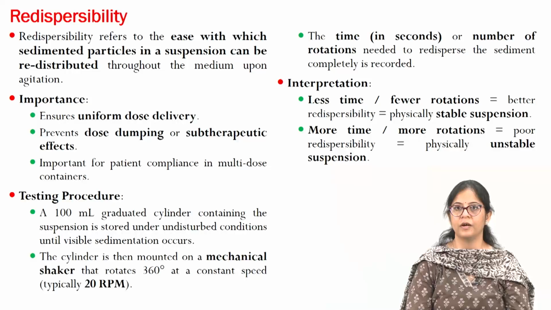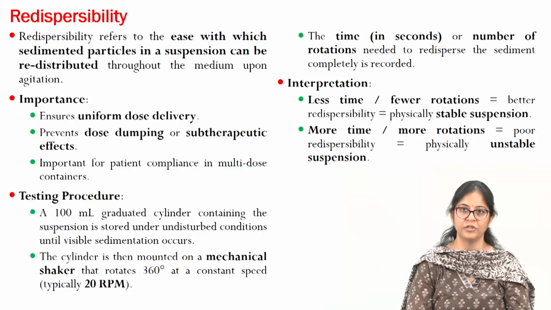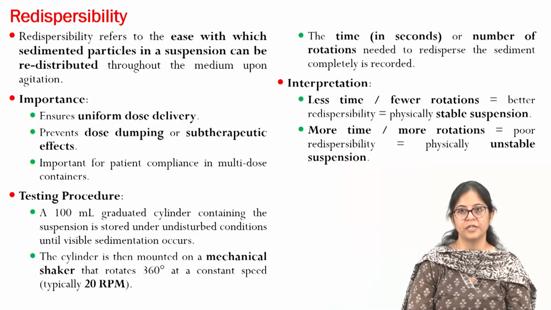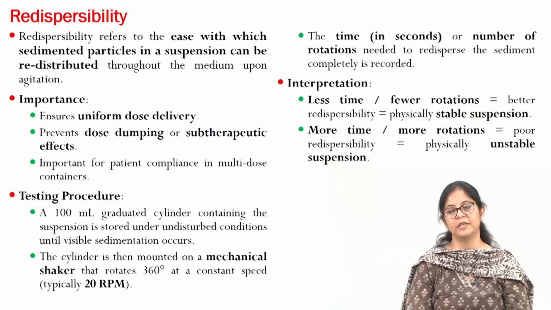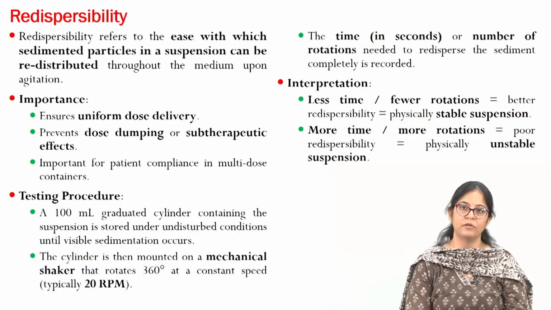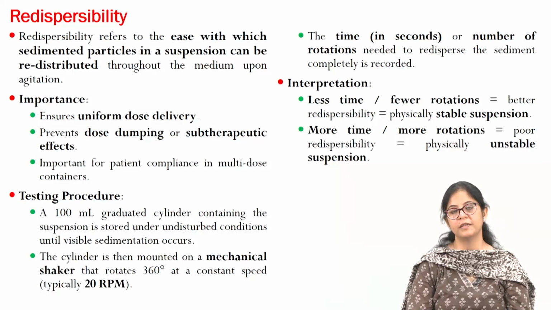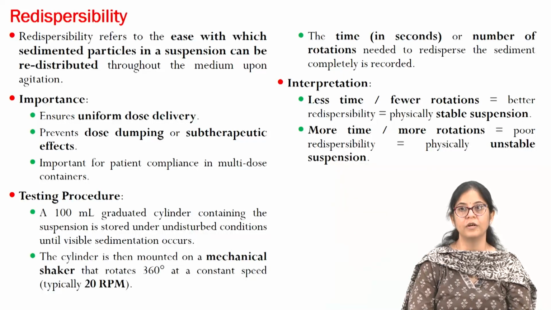This can be tested using a 100 ml graduated cylinder containing the suspension, keeping it undisturbed under visual examination. The cylinder is then mounted on a mechanical shaker that rotates 360 degrees at a constant speed, typically 20 rpm. The time in seconds or the number of rotations needed to redisperse the sediment is recorded. The cylinder is kept undisturbed under visual sedimentation observation till no more sediment is formed, that is, the final sediment volume is not changing.